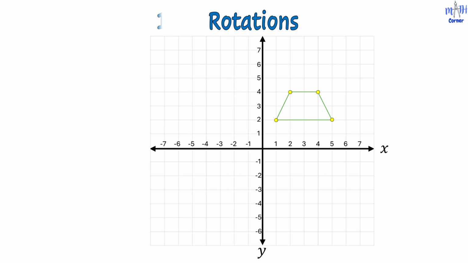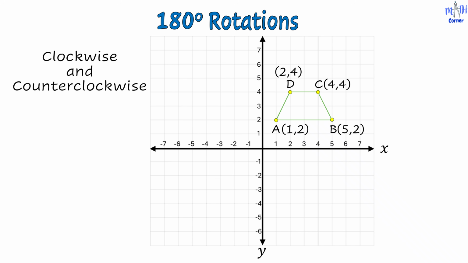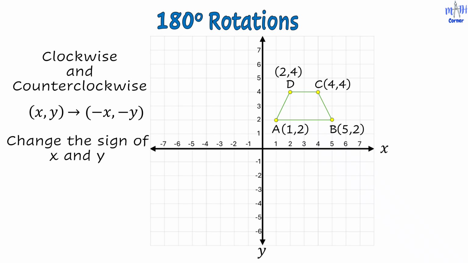Now let's rotate this quadrilateral 180 degrees. Here are the points. A at (1, 2). B at (5, 2). C at (4, 4). D at (2, 4). For 180 degrees clockwise and counterclockwise rotation, the rule is this. (x, y) becomes (-x, -y). That means we will just change the sign of x and y.